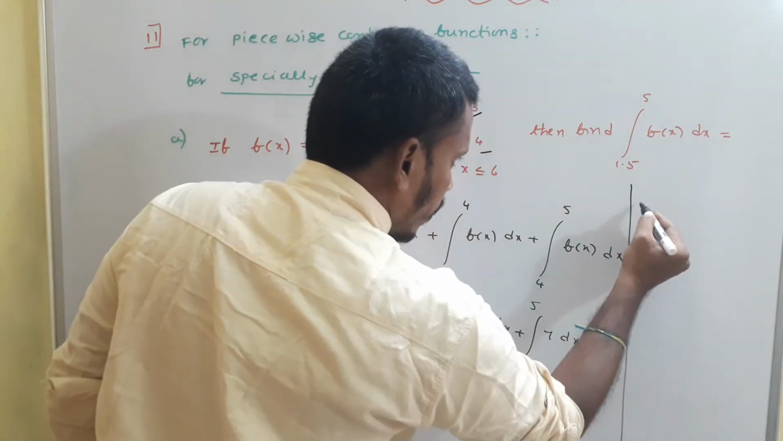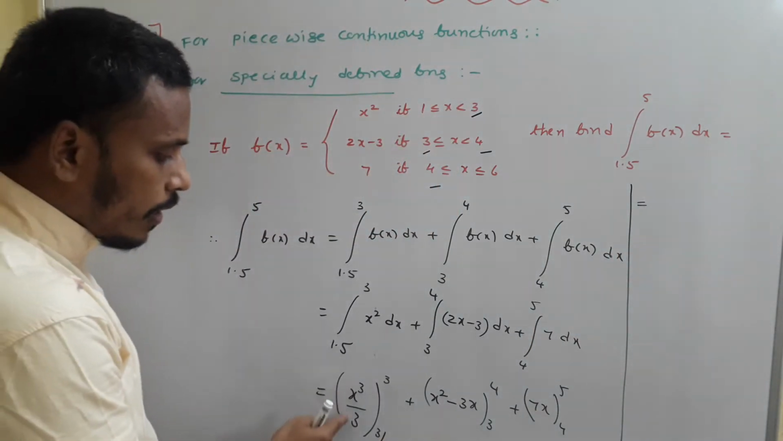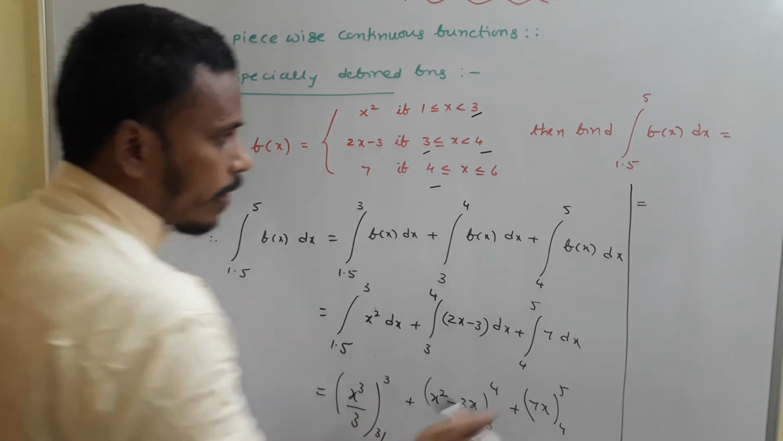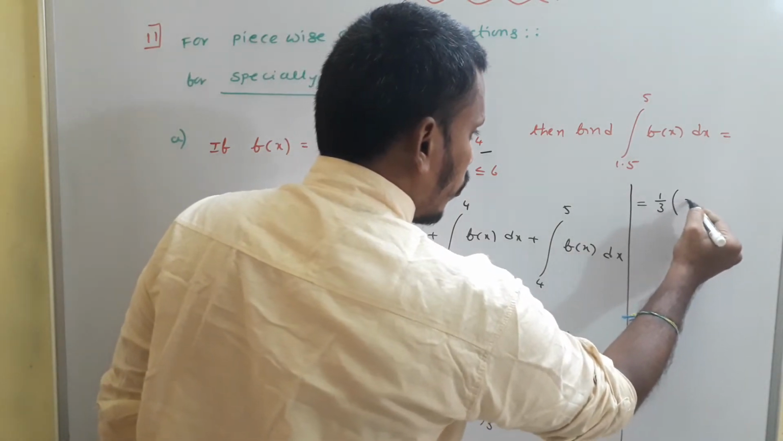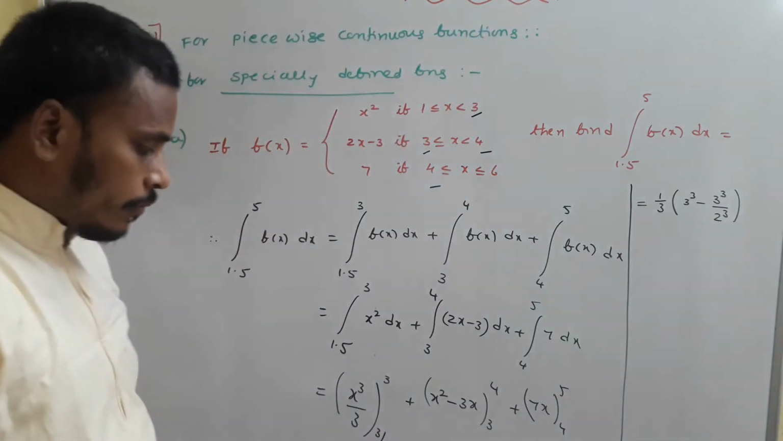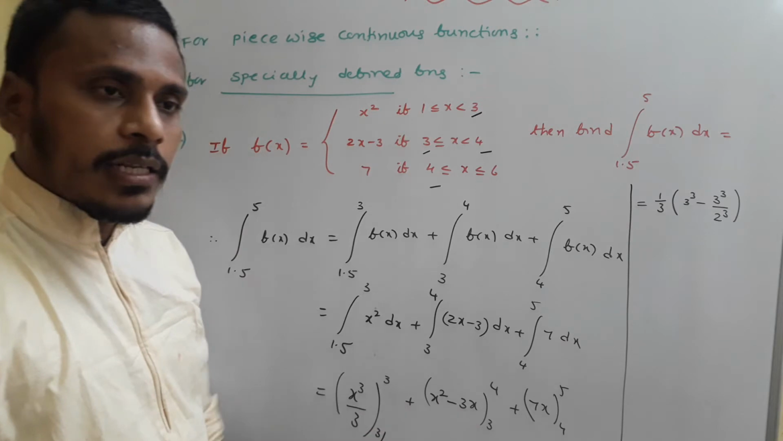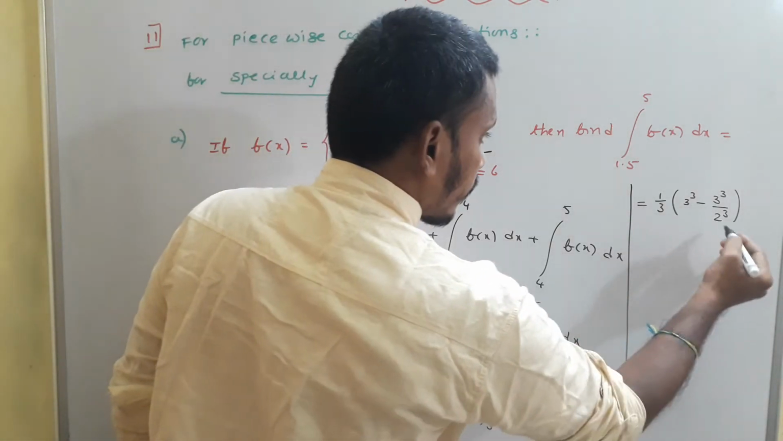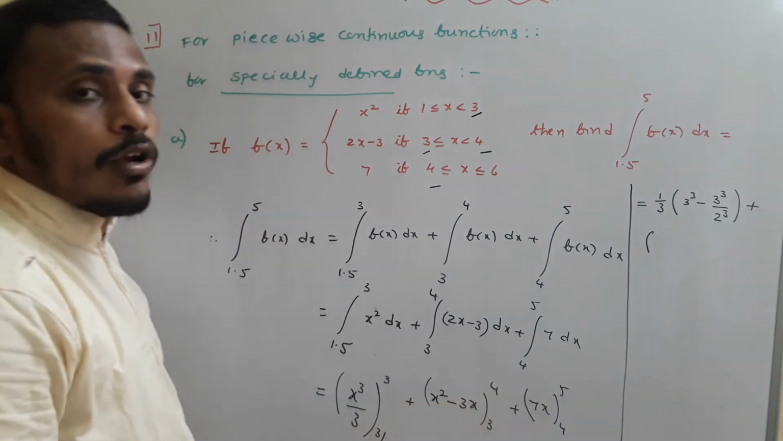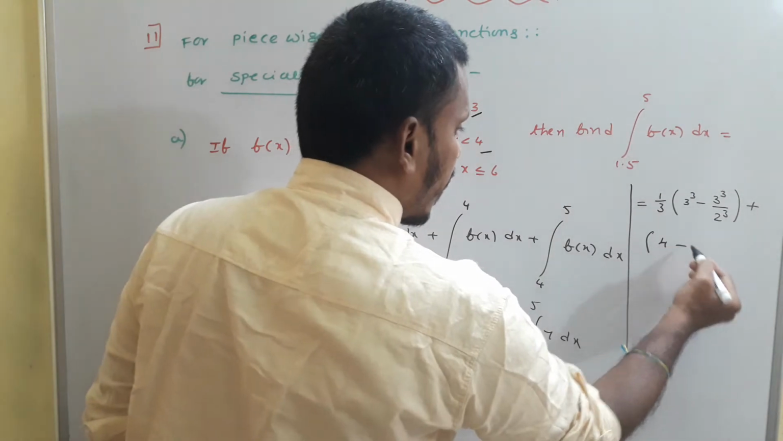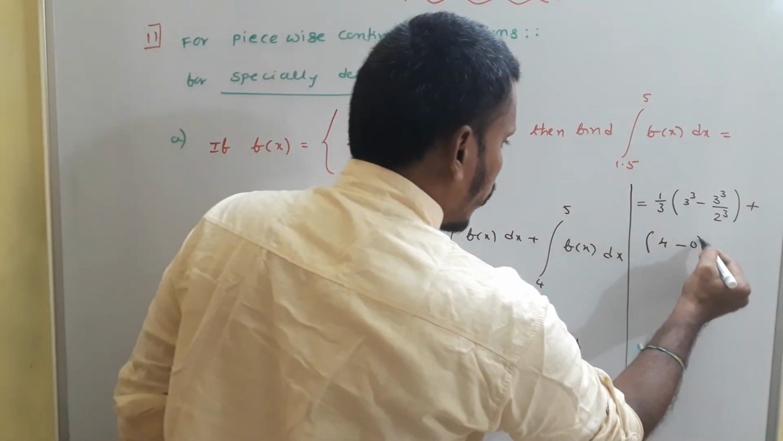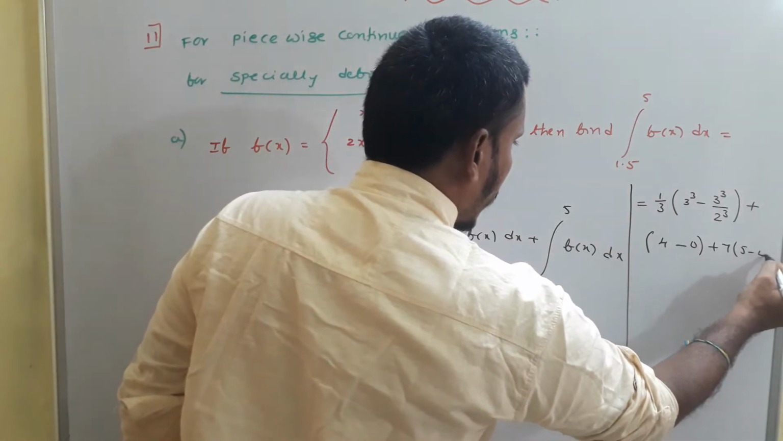So this is equal to, here 1 by 3 is a constant and it is x cube, so first upper limit minus lower limit, right? So this is equal to 1 by 3 into 3 cube minus 3 cube by 2 cube. And then here x square minus 3x, first upper limit: 4 square is 16 minus 3 into 4 is 12, 16 minus 12 is 4, directly I am taking it as 4. And if you go with the lower limit, 3 square is 9 minus 3 into 3 is 0, so 4 minus 0, plus 7 is a constant, for x it is 5 minus 4.